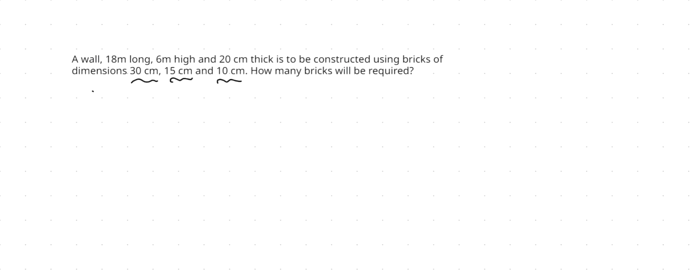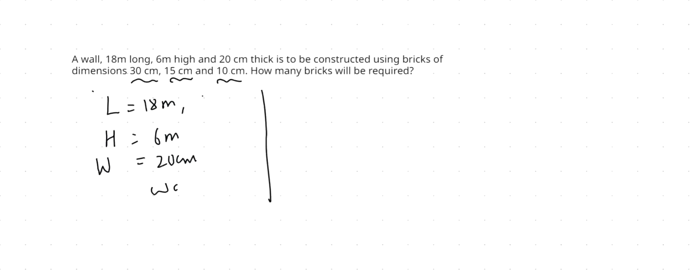So let us say we take all capital letters for dimensions relating to the wall and small letters for dimensions relating to the brick. So L is 18 meters, and this is for the wall I'm talking about. The height is 6 meters, and the width, capital W, is 20 centimeters. This is as far as the wall is concerned.